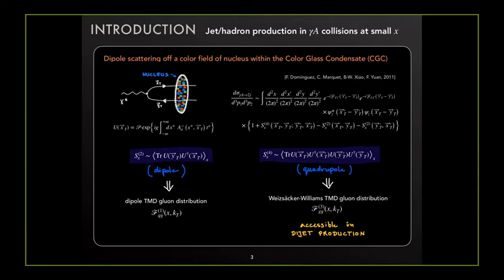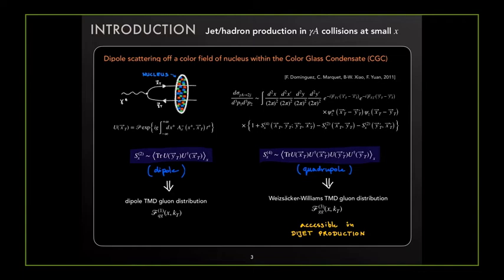For each of those quarks there is a gauge link, a Wilson line, and this is the basic object we have here. The cross section written here is described in terms of the wave function for the splitting of this photon into a quark-antiquark pair, and the correlators of Wilson lines. We have two types of contributions here. There is the so-called dipole, which is just the average over various color field configurations of those Wilson lines, which are functionals of those different color configurations.